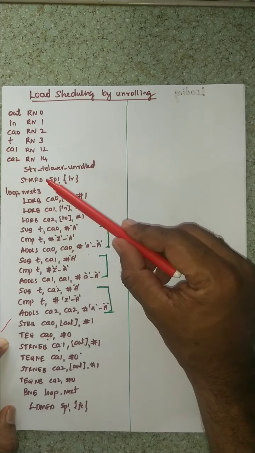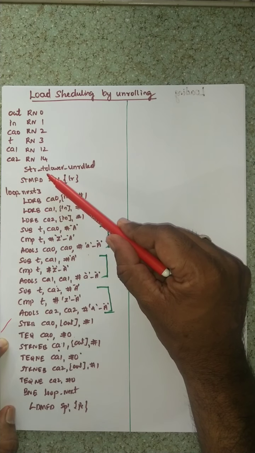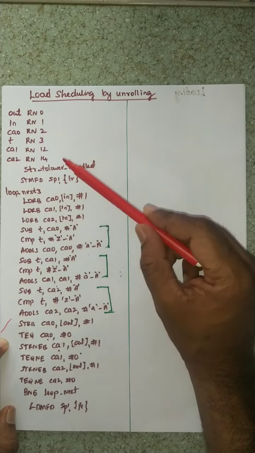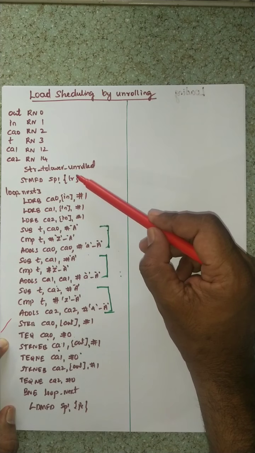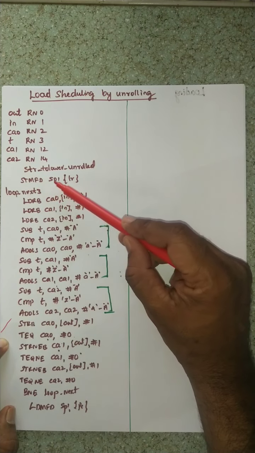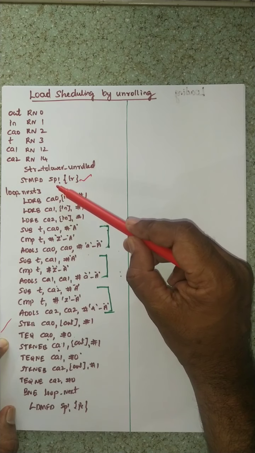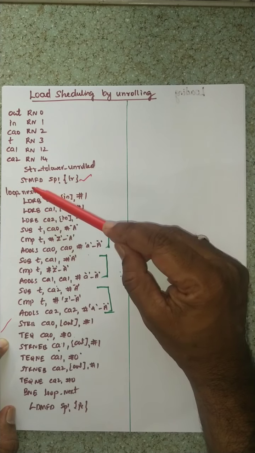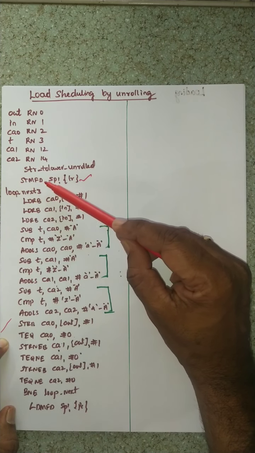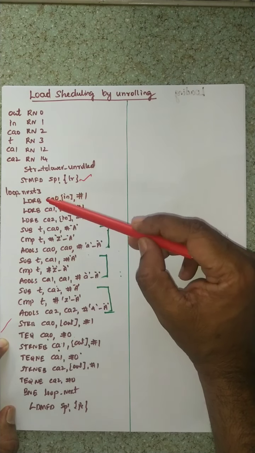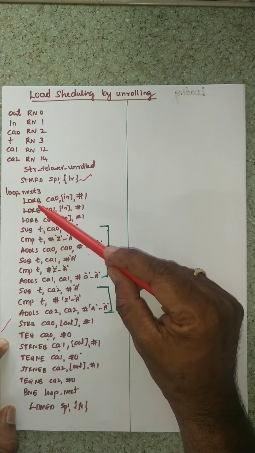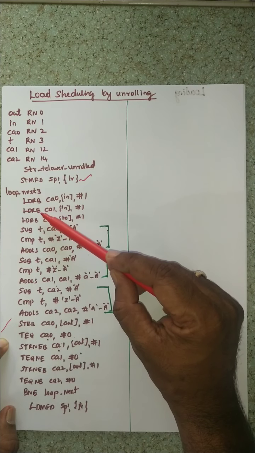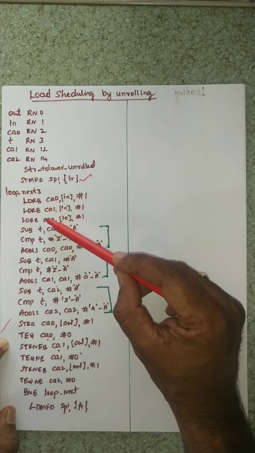Next, we call the subroutine str underscore to lower unrolled. In this subroutine, the first instruction stores all the contents of the registers into the stack memory location by using the store multiple instruction. Then three load instructions, LDRB, LDRB, LDRB, are used here.